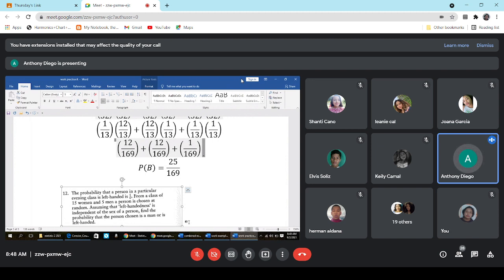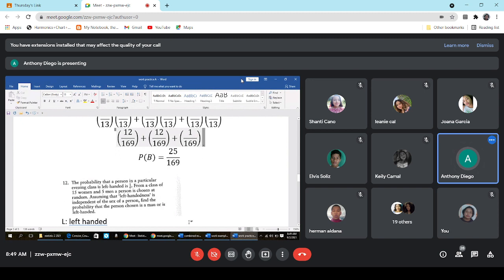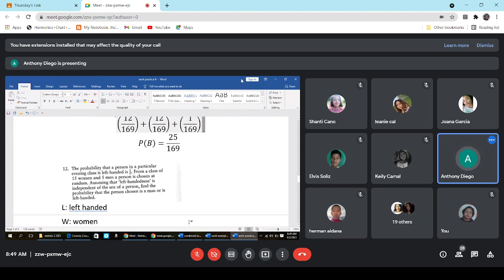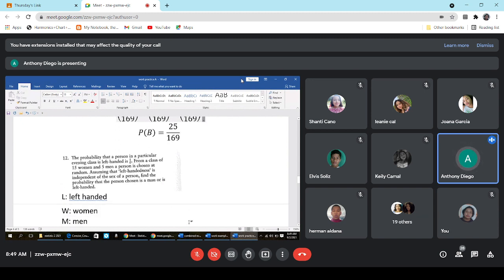So here they're asking, find the probability that the person is a man, which is a male, or is left-handed. So we could choose a man, and then we could choose a man that is left-handed. So that will be the probability rule. So let L be left-handed, W for women, and M for men.